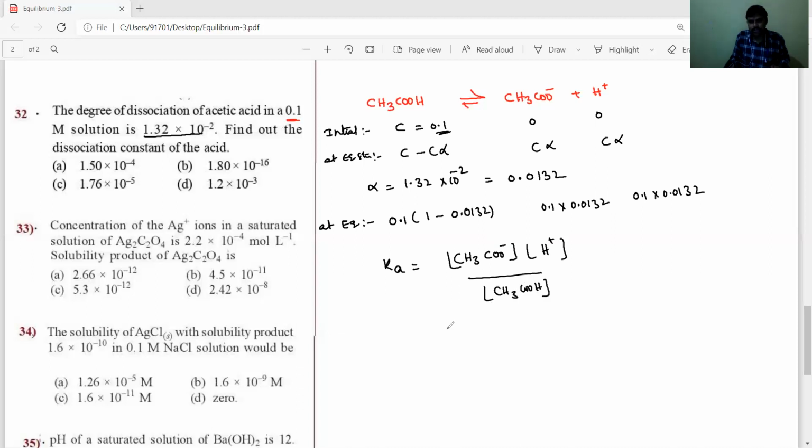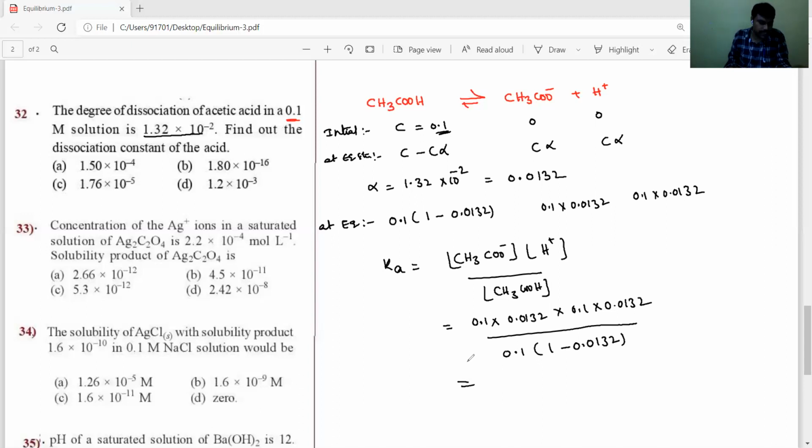Just substitute the values: 0.1 into 0.0132 into 0.1 into 0.0132, divided by 0.1 into 1 minus 0.0132. On simplification we get 1.76 into 10 to the power of minus 5. So the answer is option C.